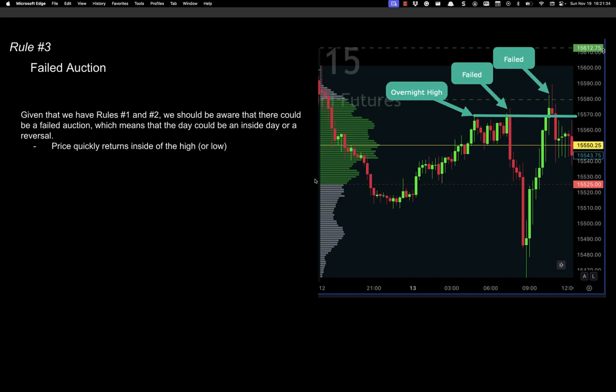Failed auction. Again, this is another example. Price, the overnight high was established. We got a wick. We had a failed auction to the upside. So that's on our plate. We're looking for shorts.